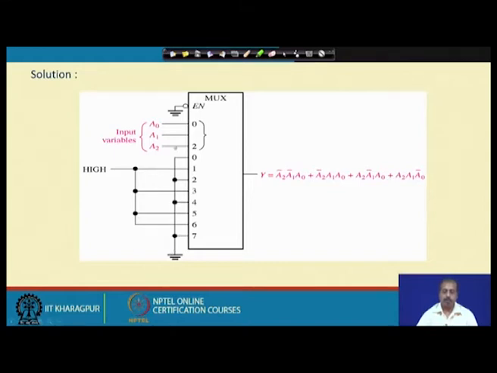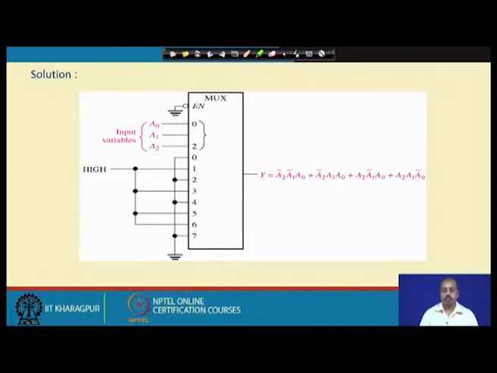Now, the way it operates is, if you apply some pattern here on A0, A1, A2, then depending upon the value, one of these data input lines will be selected to the output. If it selects a line from 1, 3, 5 and 6, then you will get a high here or 1 here. But if it selects one of these data inputs 0, 2, 4 and 7, then you will get a 0 there. So, this way using this multiplexer we can realize any combinational logic.